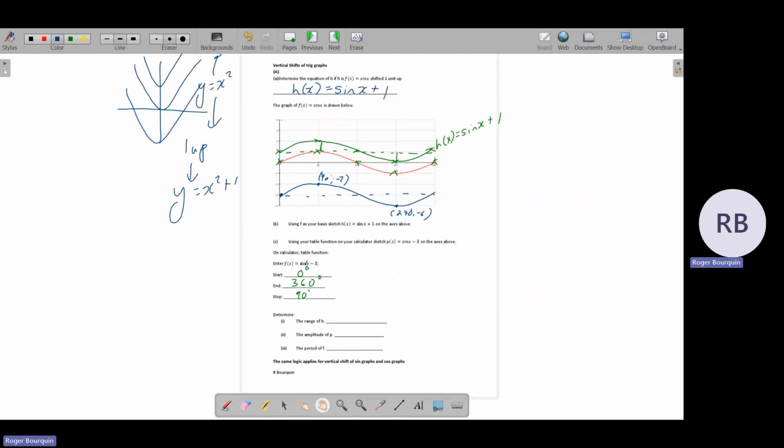What's the range of H, the green graph? The amplitude of P was the last graph we did. That's P. And the period of F, which is the rest graph.